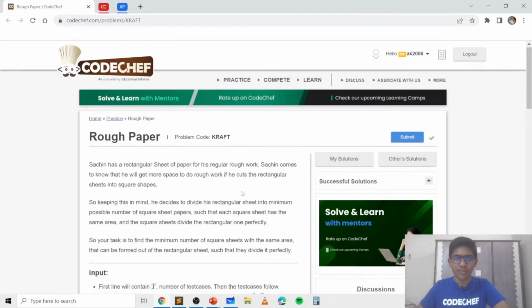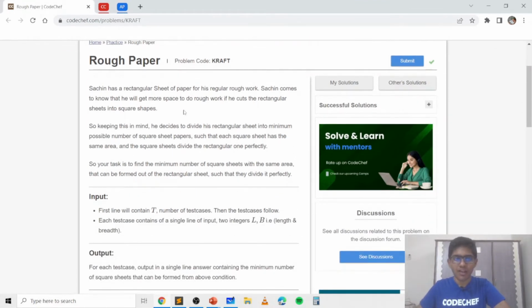So in this problem, we are basically given a rectangular sheet of paper. Now Sachin wants to divide this rectangular sheet of paper into some number of square sheets such that each square sheet has the same area and the square sheets divide the rectangle perfectly. So there should not be any leftover pieces in the rectangle and it should be perfectly divided into the minimum number of square sheets, each of which has the same area.